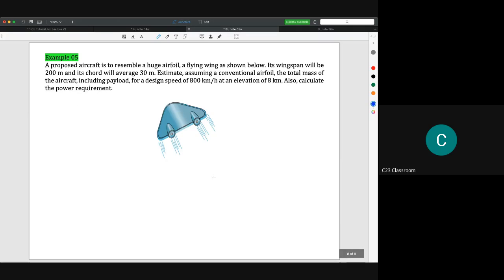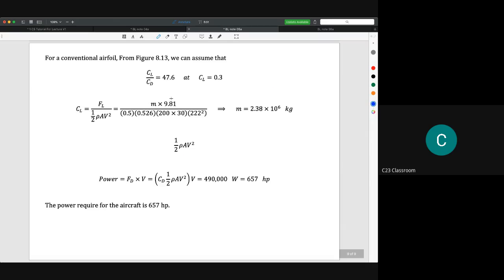Then this is the last question, the simple one. Propose an aircraft to resemble a huge airfoil, flying as shown below. The wingspan will be 200 meters, so quite a long one. I'm not sure if this is the original design or not. The chord is 30 meters. Assuming a conventional airfoil, find the total mass of the aircraft, including payload, for a design speed of 800 km per hour at an elevation of 8 km, and also calculate the power requirement.